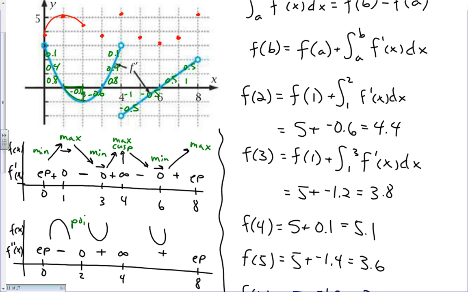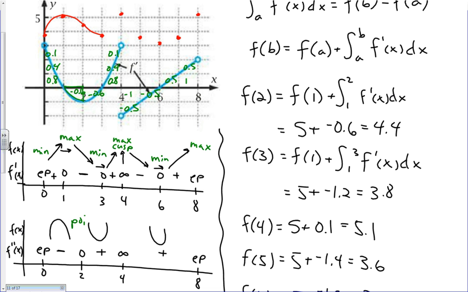And then from 2 to 3, my function is still decreasing. It's going to hit a slope of 0 at 3. And it changes concavity now. It now becomes concave up. So now this thing has a graph that looks something like that. It should have a slope of 0 there. I didn't quite get a slope of 0, but we're close.